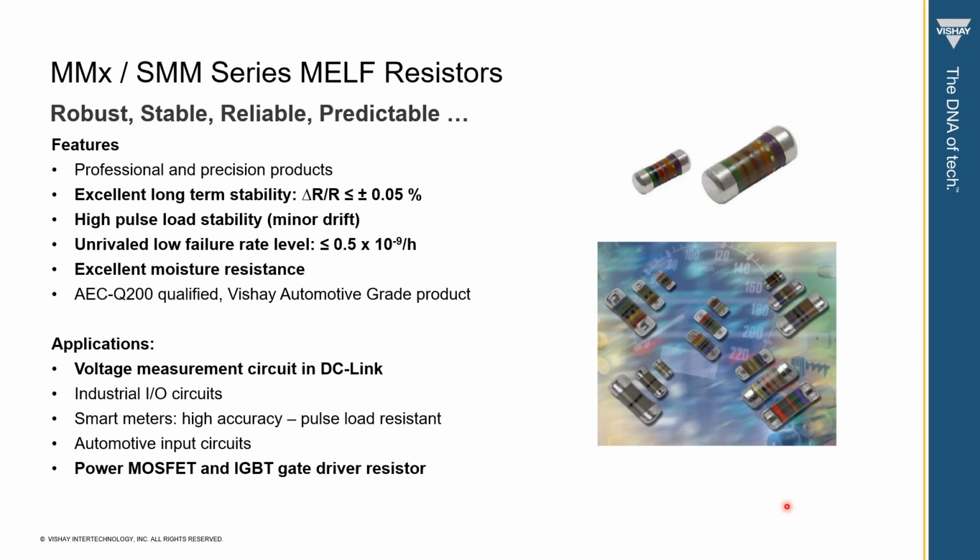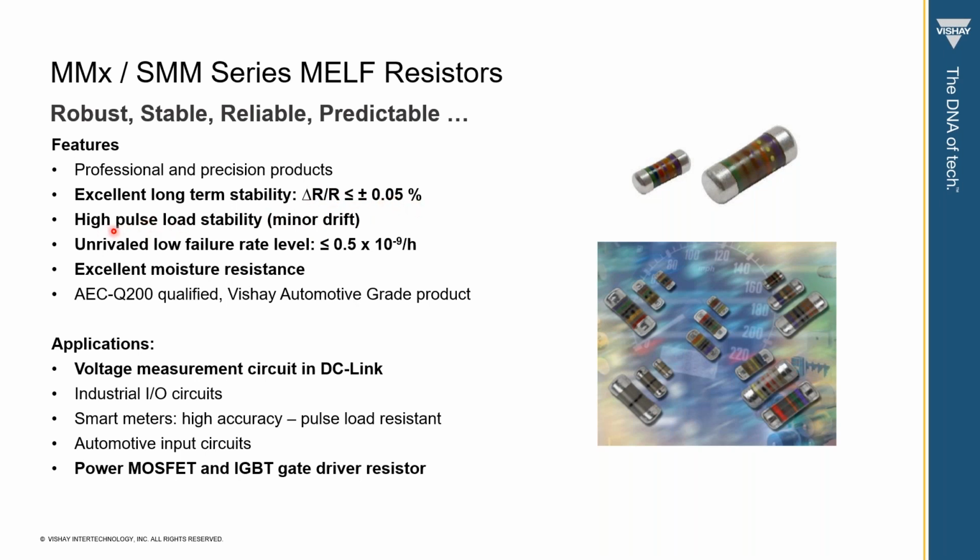And as I mentioned previously, for the voltage measurement, we will especially highlight our MMX and SMS series of metal resistors. This is our robust, stable, reliable, and predictable solution. One of the features is the extremely long-term stability, so the change in the resistance value is 0.05%.